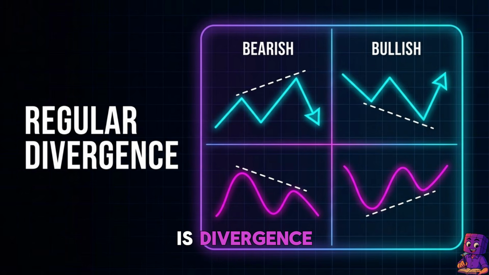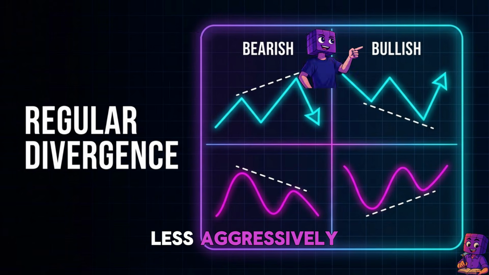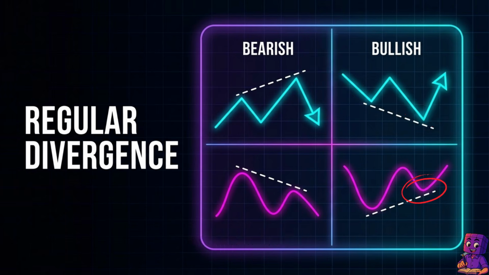The second use is divergence, which is a warning clue. Bearish divergence means that price makes a new high, but delta bars on that push are weaker than before. That means the buyers are pushing less aggressively. Bullish divergence is when the price makes a new low, but delta bars are weaker than before. That means the sellers are pushing less aggressively. This is a clue of potential exhaustion.